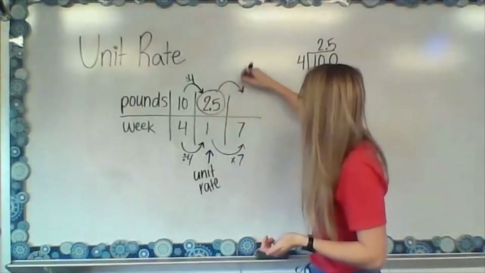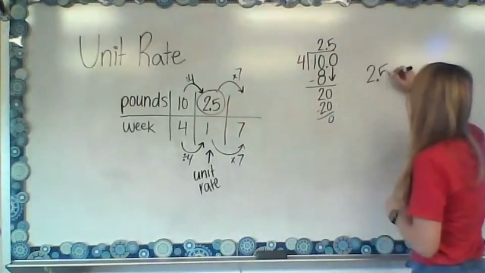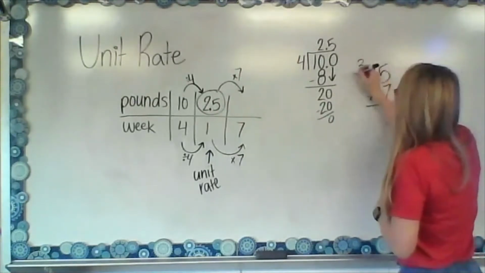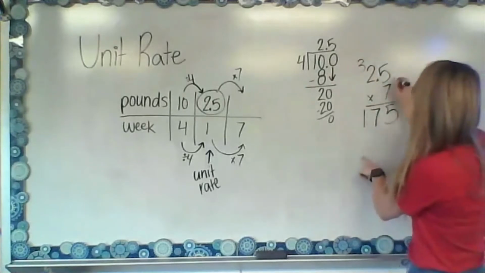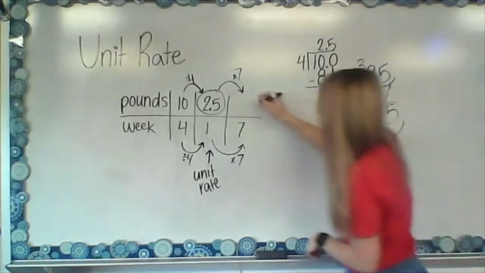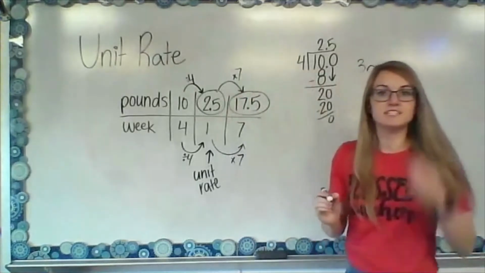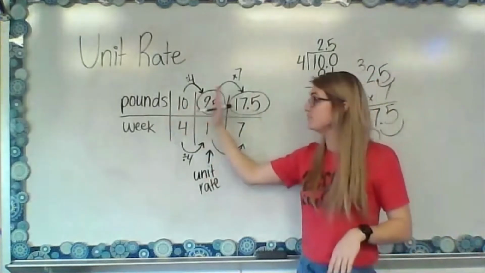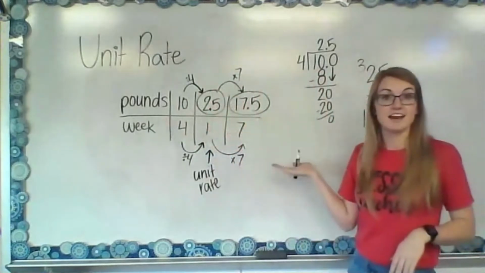So 2.5 times 7. Again, let's just multiply over here. So we've got 2.5 times 7. 7 times 5 is 35. Bring the 3. That's going to be 17. Okay. Now I've got 1 decimal in my problem, so I need to move 1 decimal in my answer. So in 7 weeks, I'm going to have 17.5 pounds. And that's my table. I found the unit rate, and then once I have the unit rate, I can find any other number that I need.